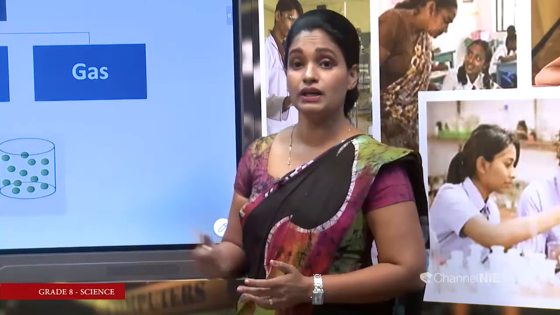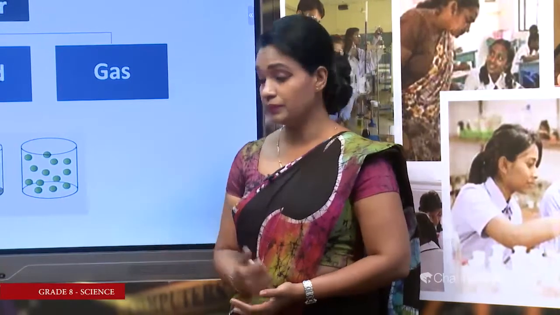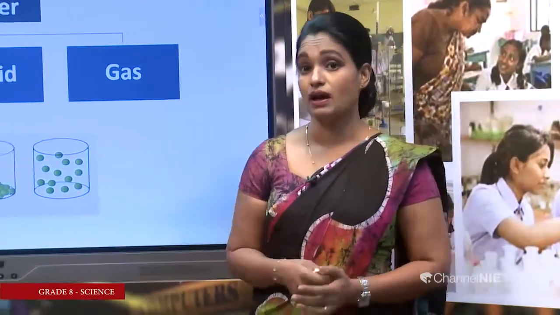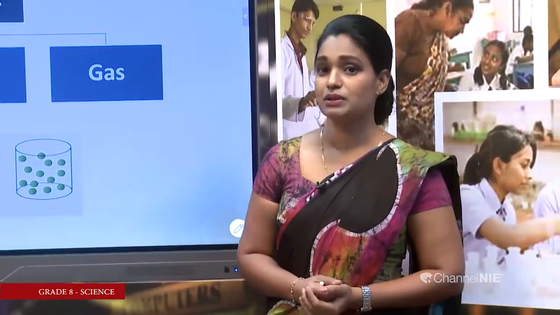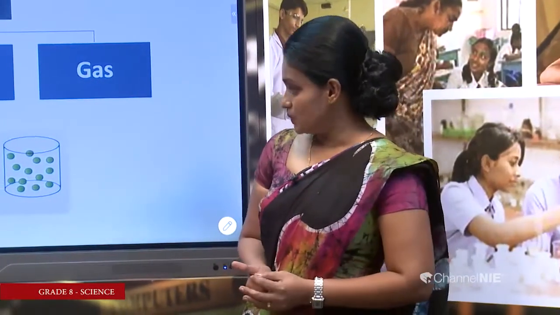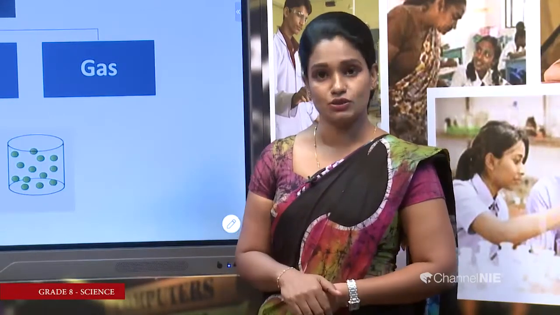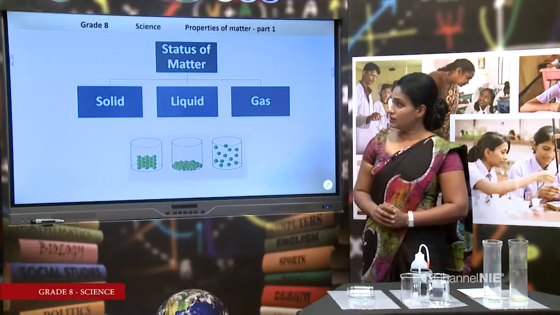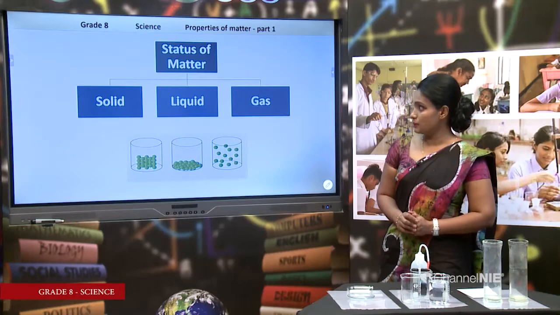So, finally, you can see the gas. Here you can see the third diagram as the gas particles. Here the particles are freely moving here and there. So, spaces among the particles are very high. So, you can compare the nature of the particles in the states of the matter like this. Now, you can understand how the particles are arranged in those matter.